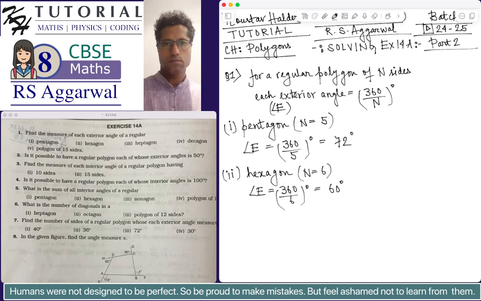Next is the heptagon. A heptagon is a polygon having 7 sides, that is, n is equal to 7. So for a regular heptagon, the measure of each exterior angle will be equal to 360 divided by 7 degrees, which is equal to 51 and 3 by 7 degrees.